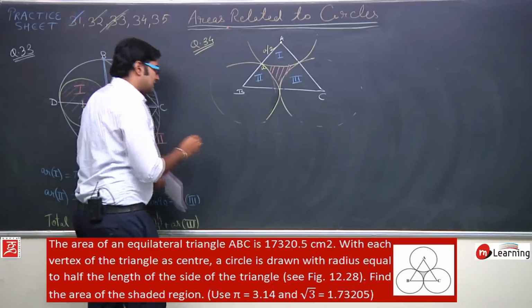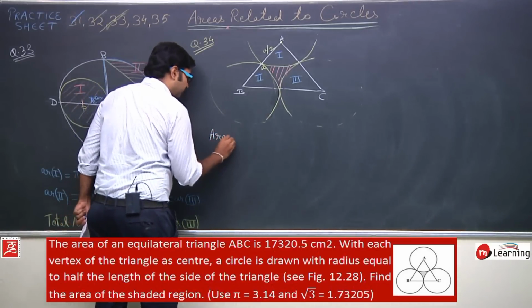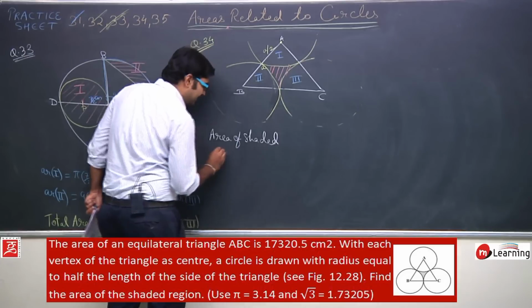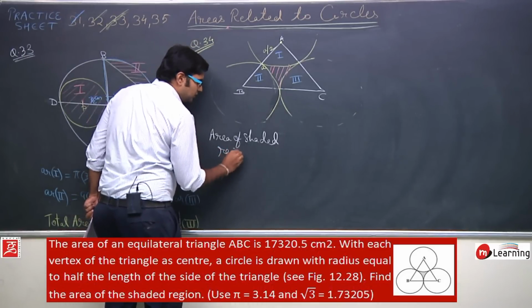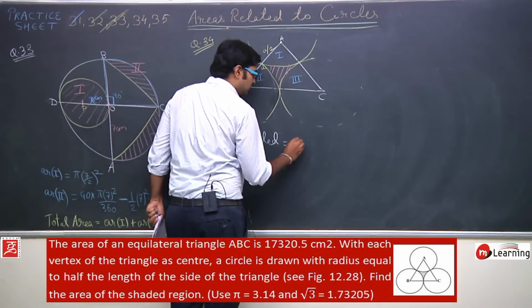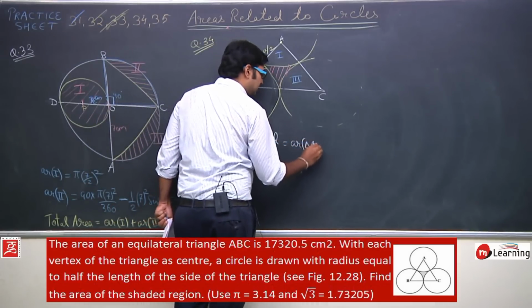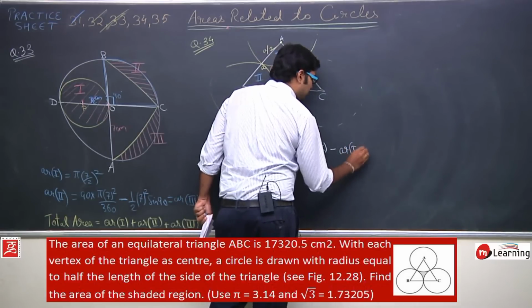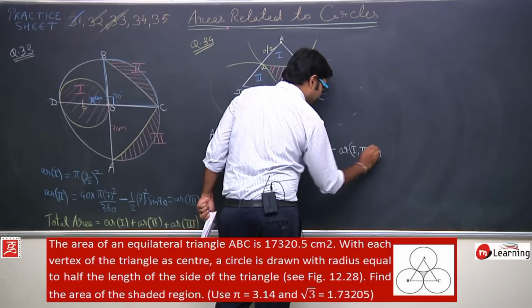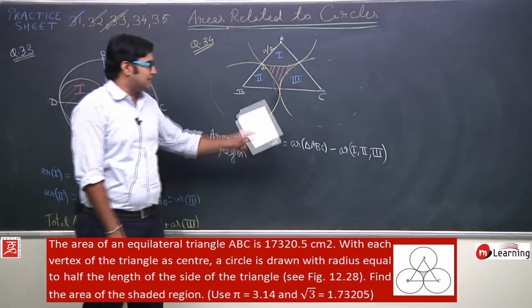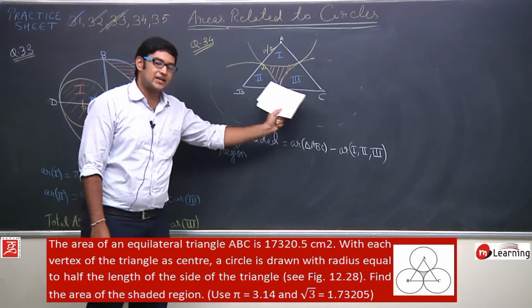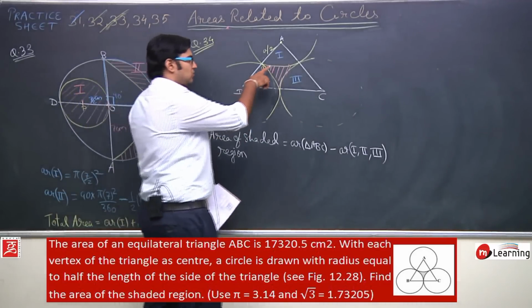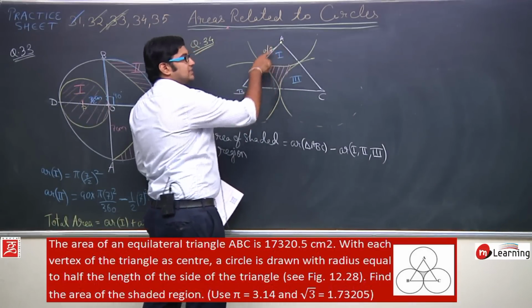So what I can write is, area of shaded region is equal to area of triangle ABC minus area of regions 1, 2 and 3. If I subtract the area of these 3 regions from the triangle, I will get this area. Now, how to calculate the area of these regions?